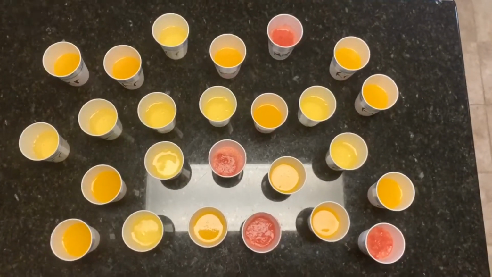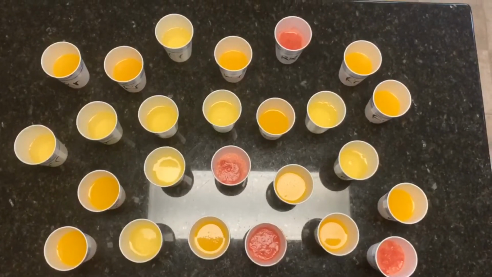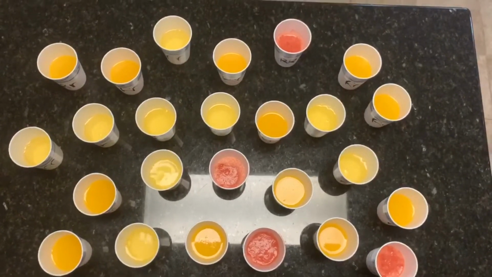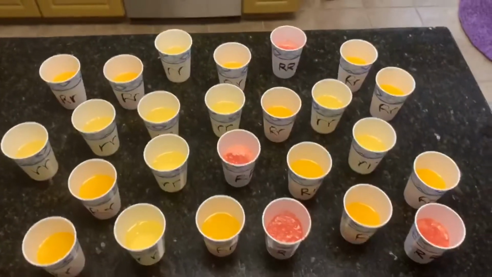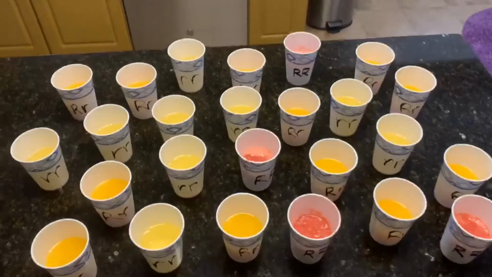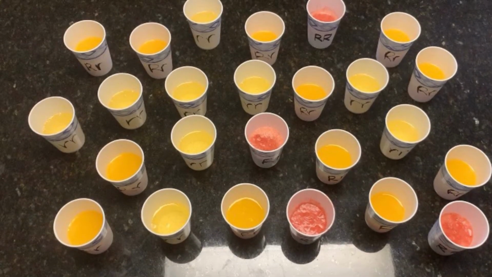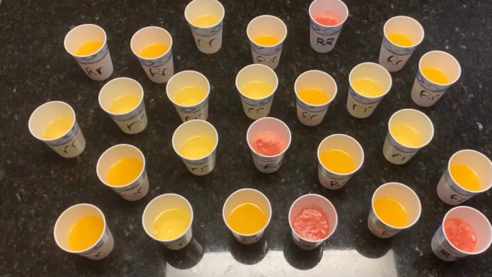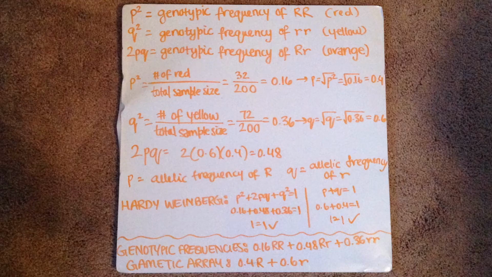We're going to use three types of juices to represent our three types of wild canaries. Red juice represents our red wild canaries, which are big R big R. Orange juice represents our orange wild canaries, which are big R little r. And yellow juice represents our yellow wild canaries, which are little r little r. There are 32 red wild canaries, so there are 4 cups, which means that each cup represents 8 birds. There are 72 yellow wild canaries in the population, hence there are 9 yellow cups. And there are 96 orange wild canaries, hence there are 12 orange juice cups.